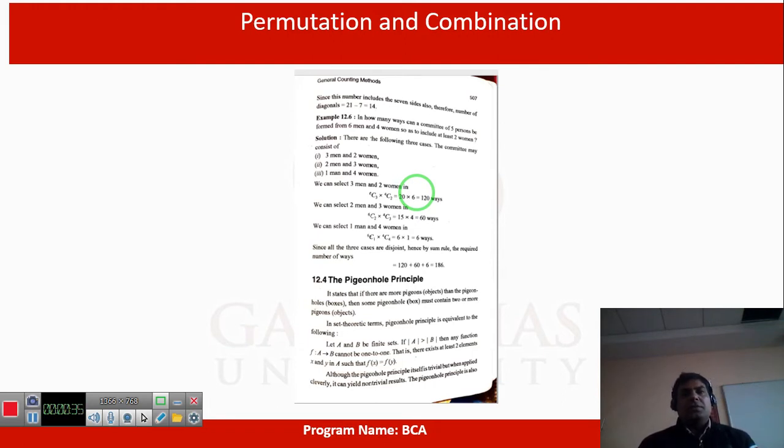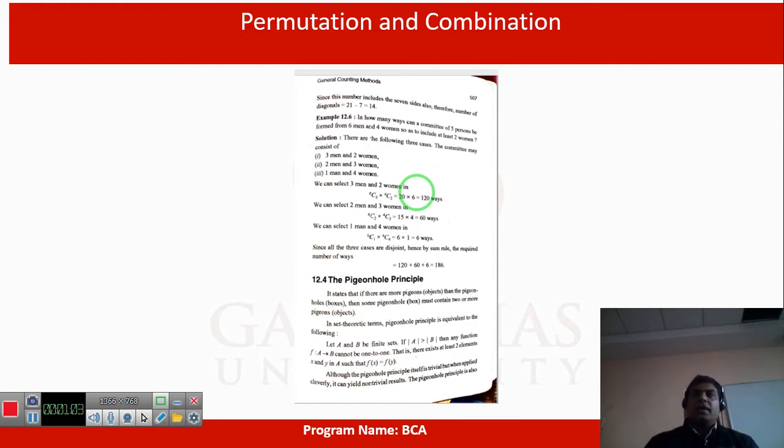The pigeonhole principle means that there are some pigeons, treated as objects, and pigeonholes, treated as boxes. We want to fit the objects into the boxes. If the objects are more than the boxes, then some objects cannot fit one per box. So this is the principle.